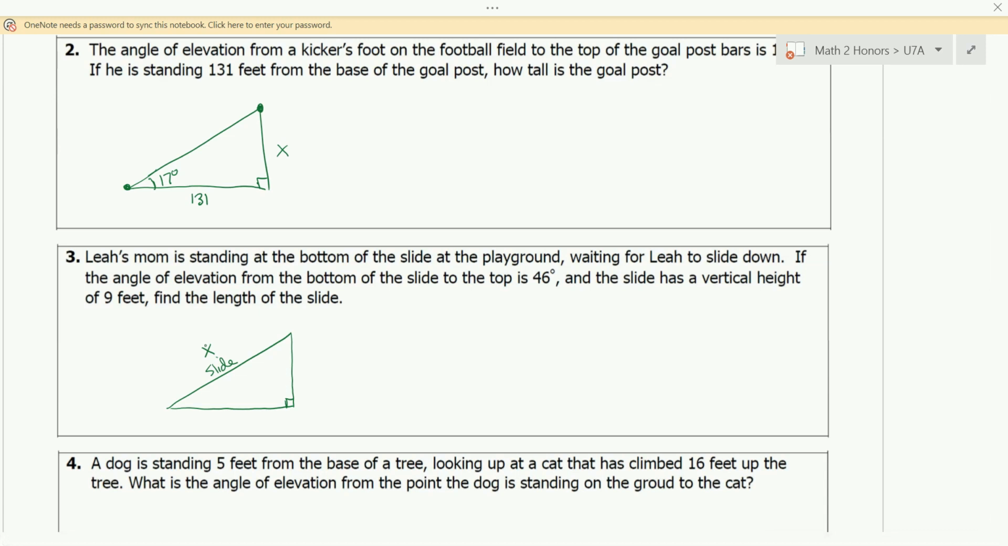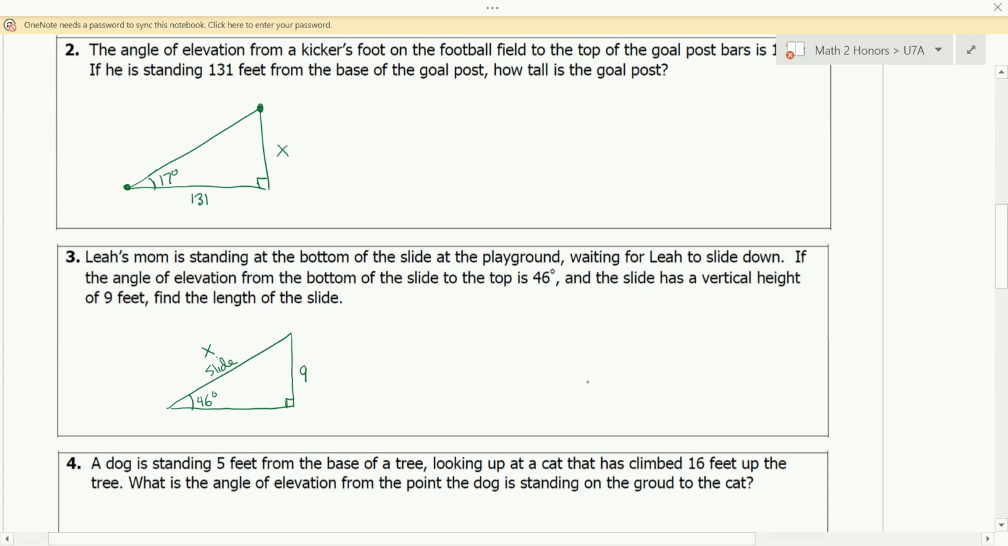It says that the angle of elevation to the top of the slide is 46 degrees. So that's your base angle right here. And the height of that slide, so the vertical height, is going to be 9 feet. So something like this would be how you want to start. Hypotenuse should be x, 46 degrees here at the base. 9 should be opposite the 46.